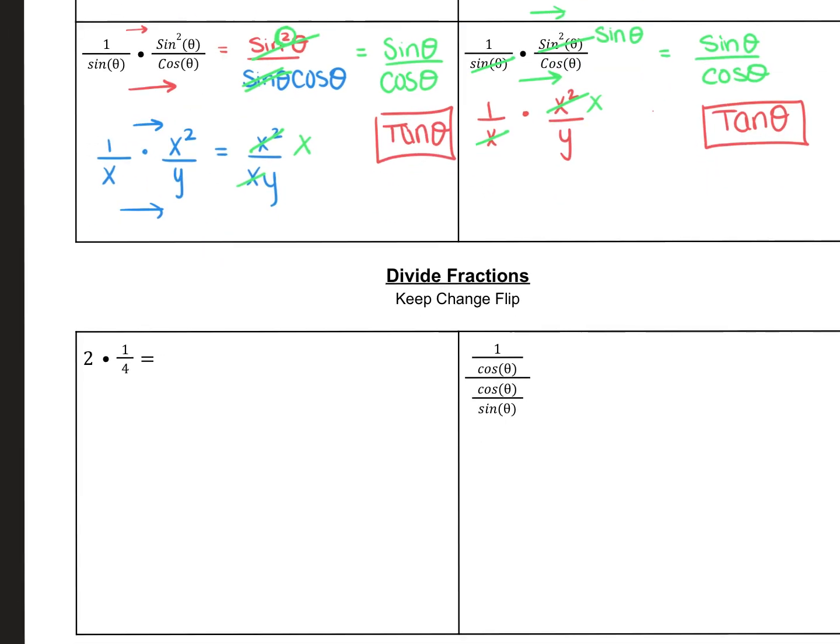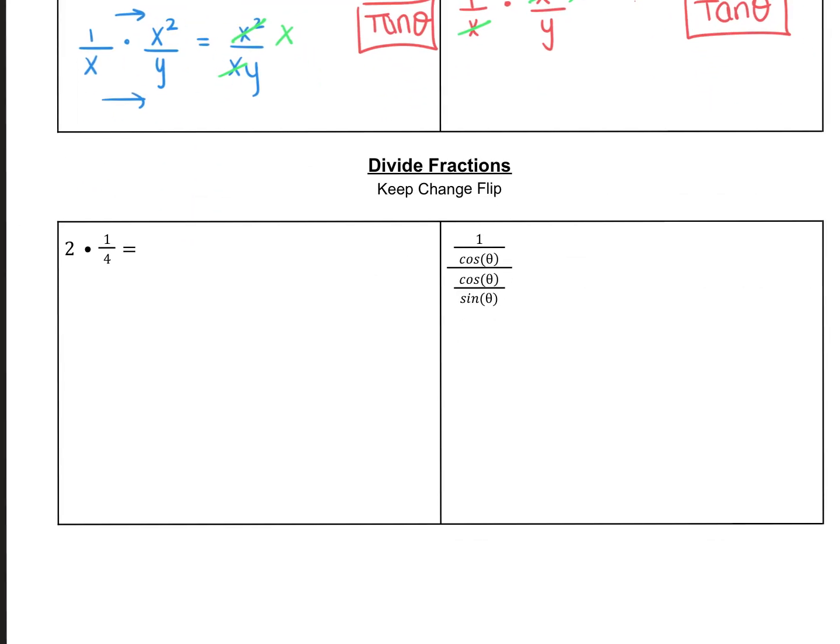Okay, let's talk about dividing fractions. We know when we divide fractions, we keep, change, flip. This should say division. So we're going to keep the 2 over 1. That's how we make it a fraction. We're going to change the division to multiplication, and then we're going to flip the 1/4 to 4 over 1. And we're going to multiply straight across. 2 times 4 is 8. 1 times 1 is 1, so 8.